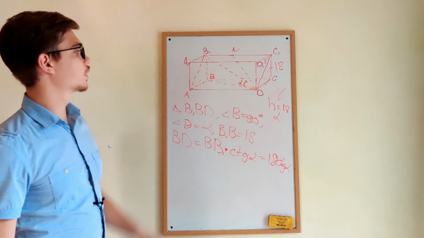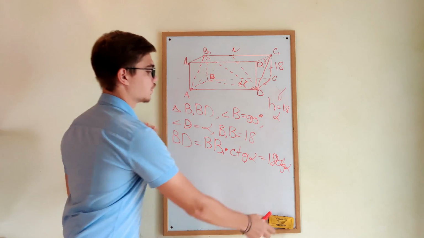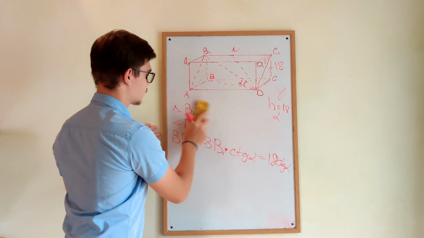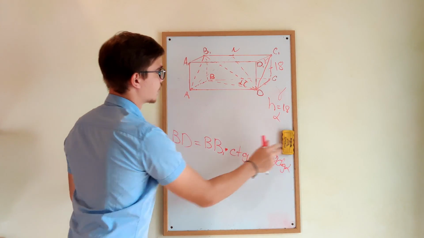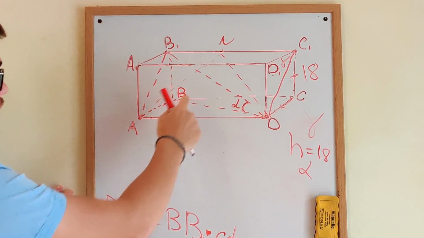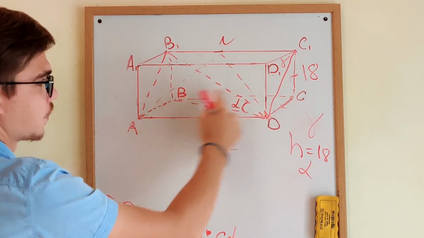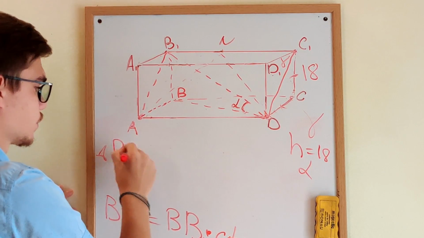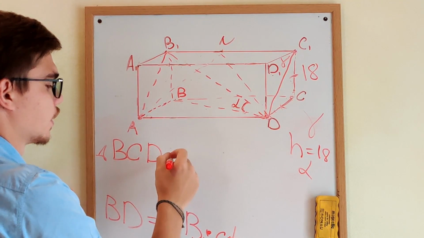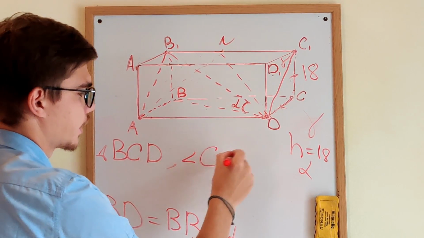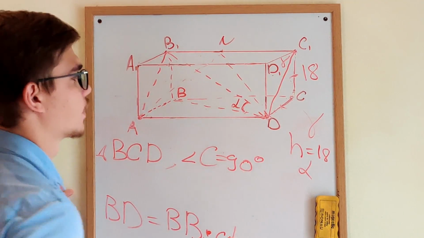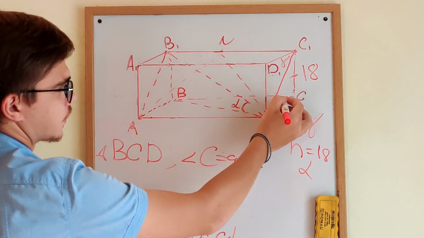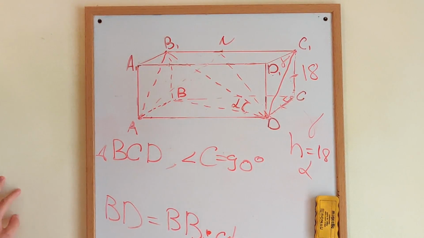Cool, so we found the side BD. Now we'll consider the next triangle, which lies in the bottom base and consists of 3 points, B, C, D. So this triangle, of course, is also a right triangle. In triangle BCD, the angle C is 90 degrees. Okay, so this angle is a right angle.